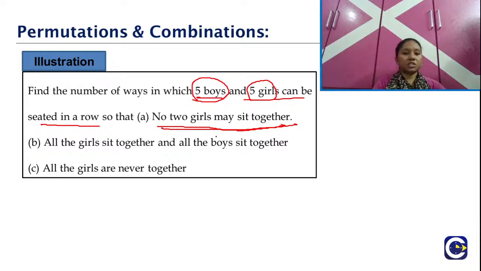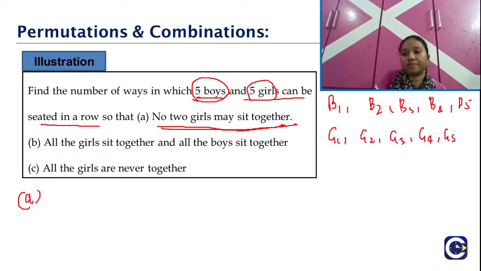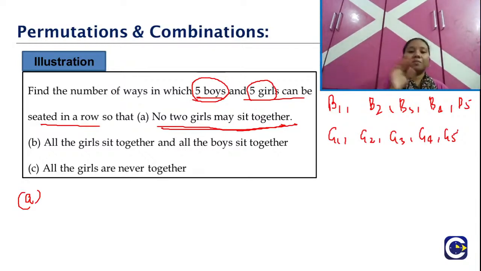So the first one is no 2 girls may sit together. That means alternately. So first case, what we can do, we are having 5 boys. So let me take B1, B2, B3, B4 and B5. Similarly, we are having 5 girls, G1, G2, G3, G4 and G5. Right. So no girls may sit together.